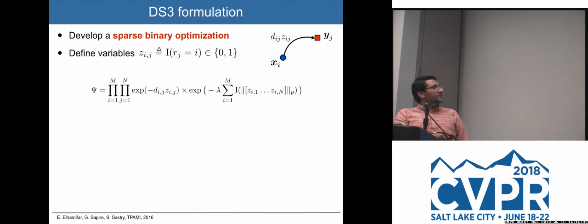And the second term is trying to minimize the size of the representative set. The idea is that if i becomes a representative of some points, then at least one of these Zij's is going to be non-zero. So this vector is going to be non-zero, and the indicator is going to count 1. And if i is not a representative of anybody, this whole vector is 0, so the indicator is going to count 0. So at the end of the day, the sum over i is going to count the total number of representatives that I have in the data set.